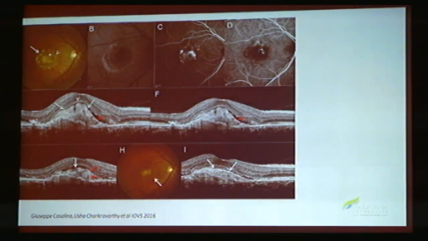So this is a case again by Usha Chakravarti et al. We can see some fibrin collection here and lots of hard exudates. Over a period of time after injections, the hyperreflective material persisted below the retina as well as the sub-RPE, and ultimately there was an eventual scarring with a very poor improvement in vision.